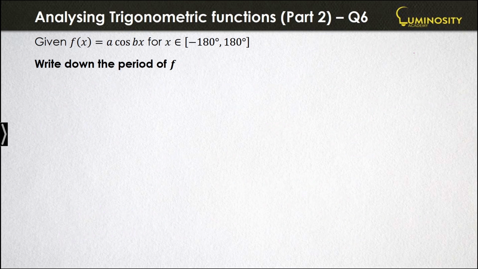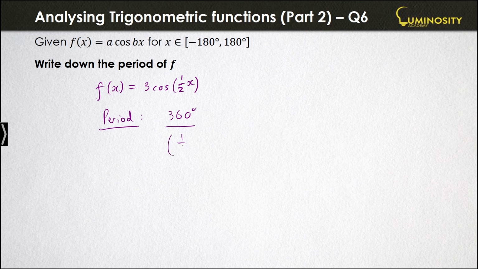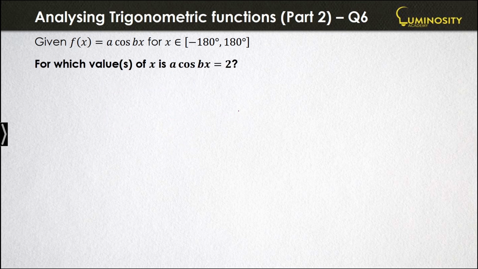Now write down the period of f. Well, now that we know f of x equals 3 cos a half x, because b is a half, the new period here will be 360 degrees, which is the cos period, divided by the b value of a half. So I get 720 degrees. That will be my new period for f. So every 720 degrees, you'll have a full cosine wave.